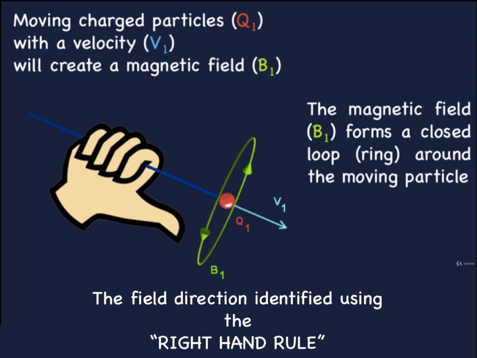So just repeating that, if you put your right hand and wrap your fingers around the velocity direction of the charged particle and point your thumb in the direction of that velocity, your fingers will point in the direction of the magnetic field.